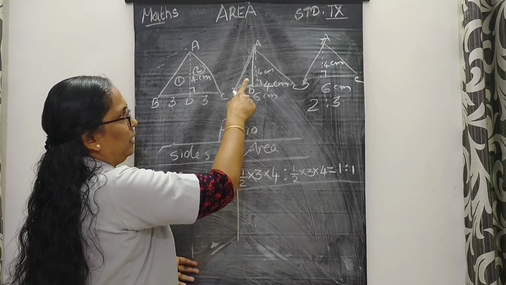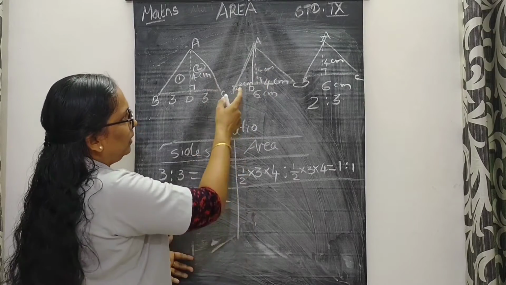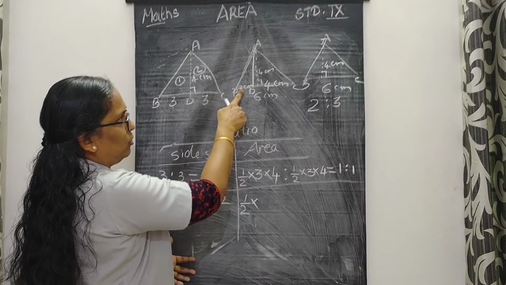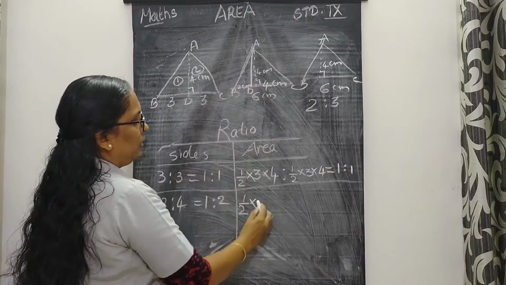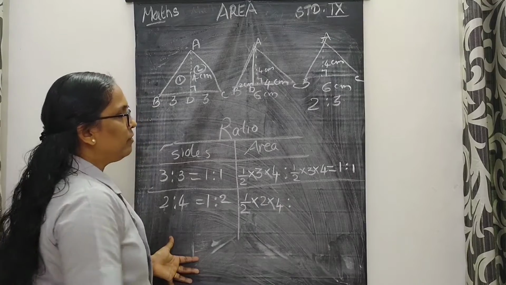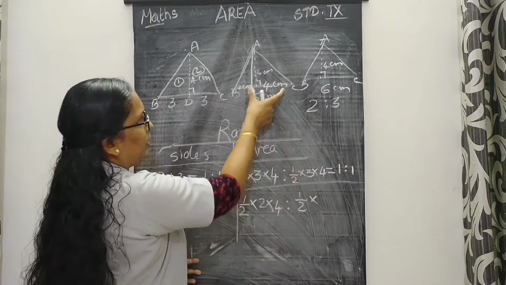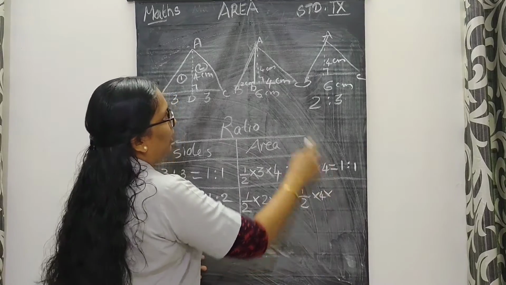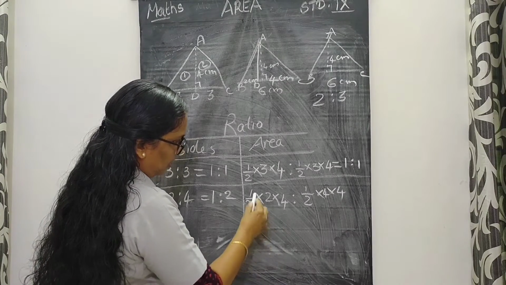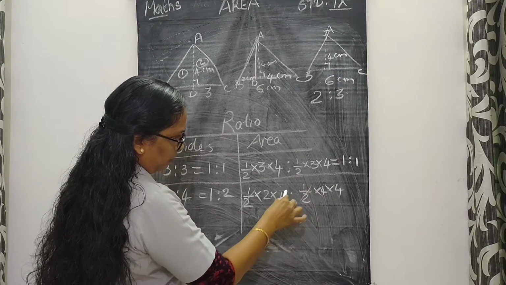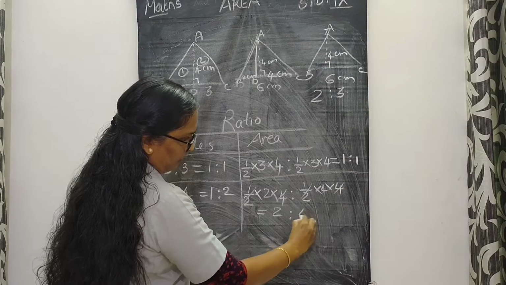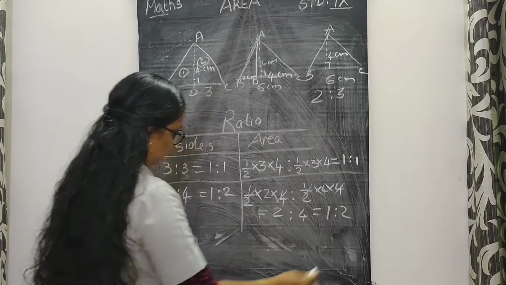And what will be the area of the first and second triangles here? Half BH, that is half into base, which here is 2 centimeter. This is the base of the first triangle. It is 2 into height, the same, 4. And area of the second one is half into base 4 centimeter and height also 4 centimeter, and we can cancel this. Half and half cancel, and 4 and 4, which is equal to 2:4. Again it is equal to 1:2.